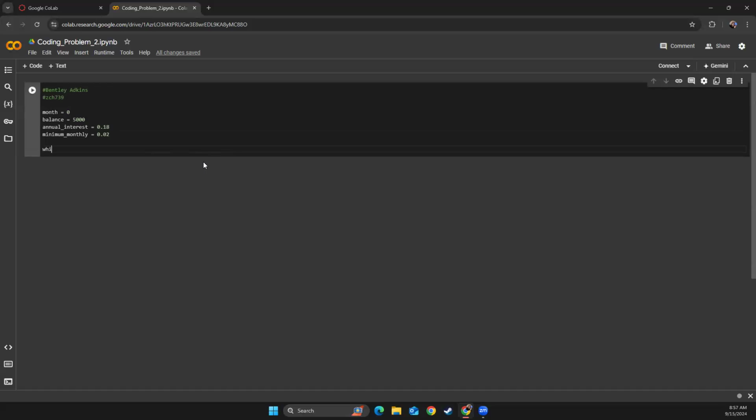And we'll go ahead and write a while loop for month, which is 0 currently. While it's less than 12, we will print the minimum payment. It's going to equal the balance multiplied by the payment.